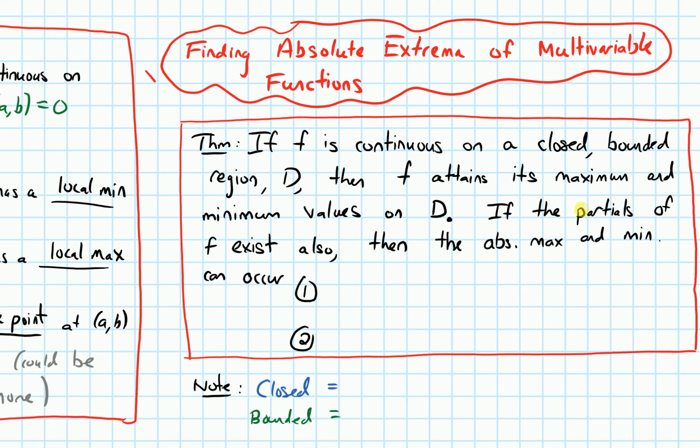And then also, if the partial derivatives of f exist, then the absolute max and absolute min can occur at one of two places. They can either occur at points where the partials all equal 0, or at least one partial is undefined.